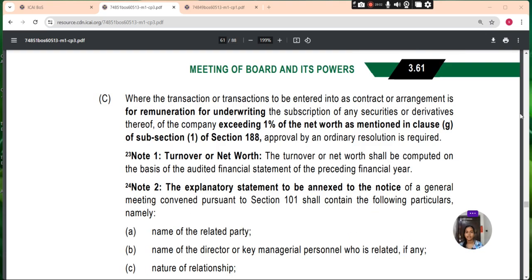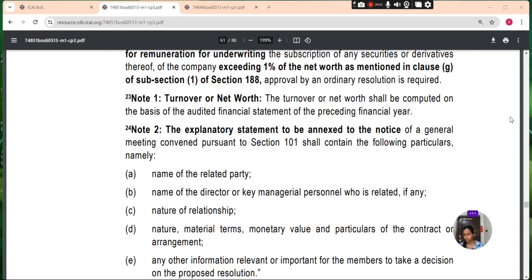After that comes where the transaction or transactions to be entered into as a contract or arrangement is for remuneration for underwriting the subscription of any security or derivative thereof of the company. If it exceeds 1% of the net worth, as mentioned in clause D of subsection 1 of section 188, approval by an ordinary resolution is required.